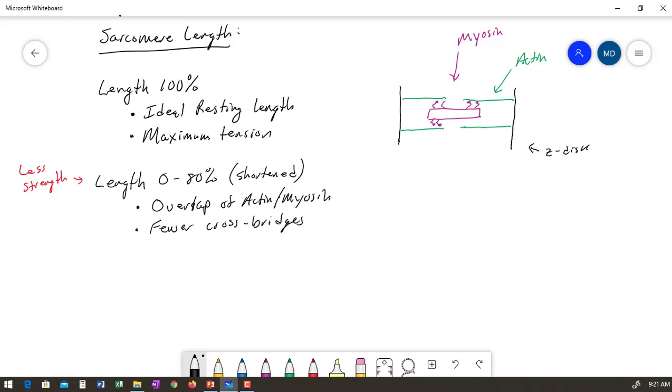So let me draw this here. Imagine now our sarcomere is completely contracted like this. We have here our myosin, and what happens is the actin then overlaps on itself. And this actually decreases the force that's available for the sarcomere. So in this example, our force generation has decreased.